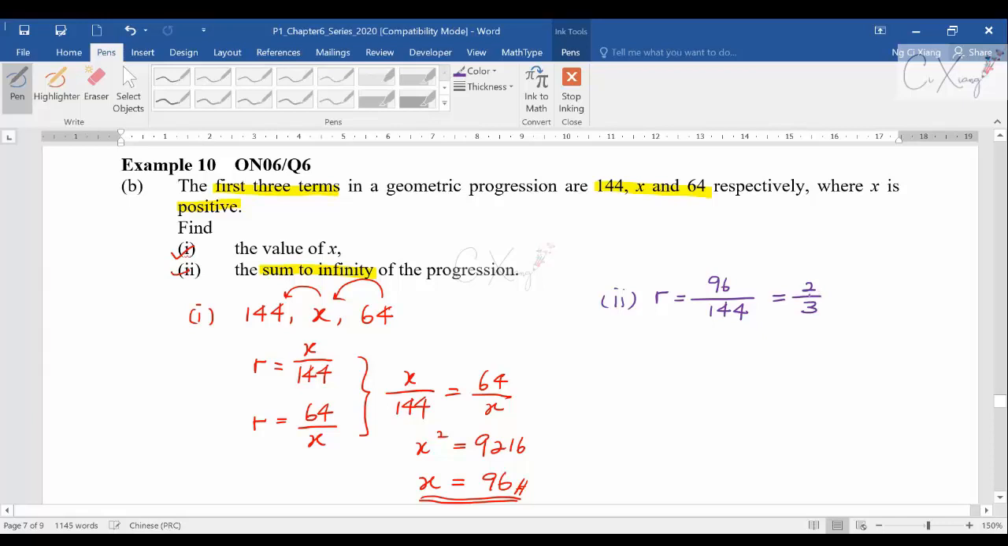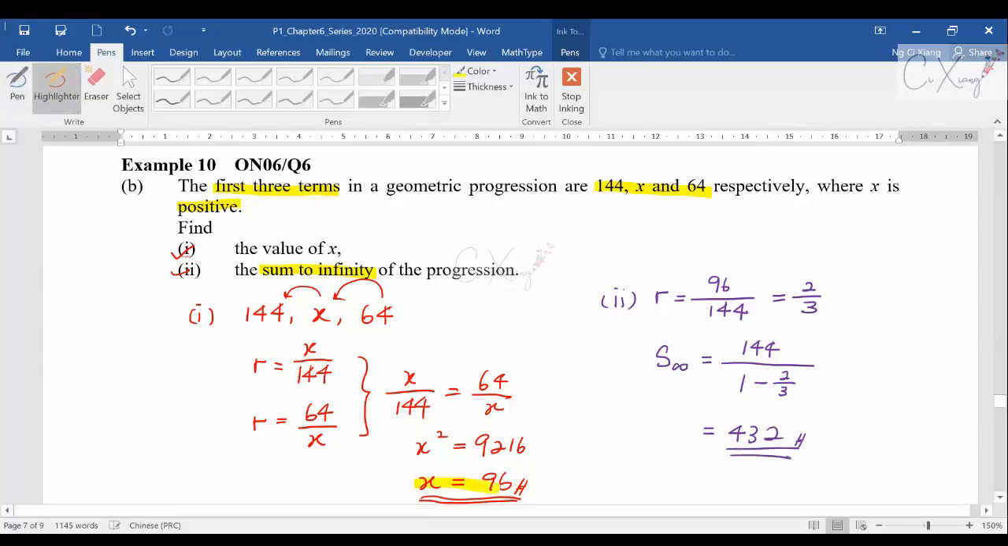Alright, so you'll see that the value of r, 2 over 3, is between -1 and 1. That's why they can ask you to find the sum to infinity. So what is the formula for sum to infinity? It is a, where a is the first term, 144, divided by 1 minus r, so 2 over 3. Then with the help of a calculator, you can straight away get the answer, which is 432.